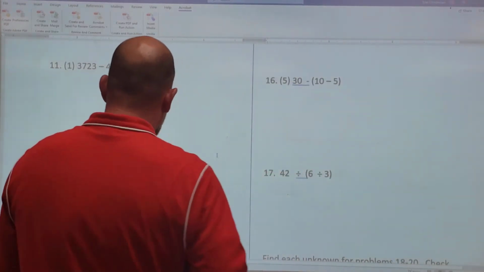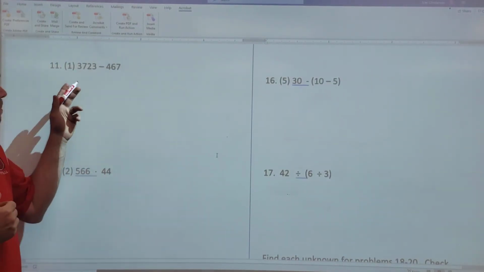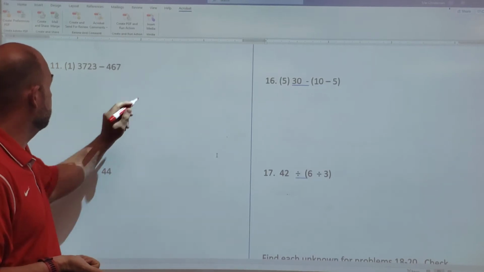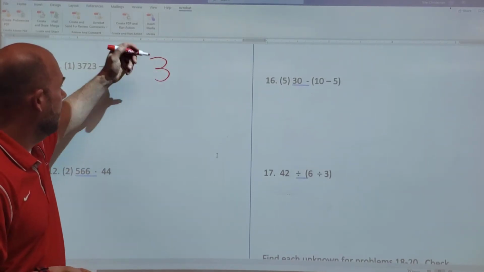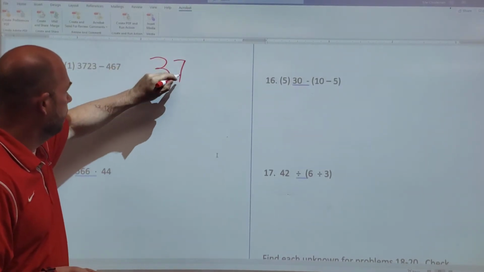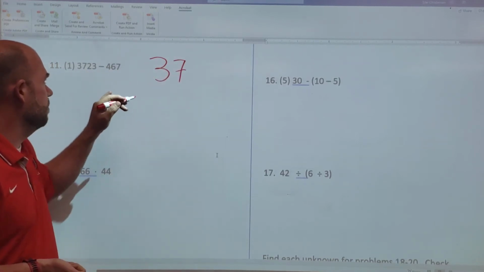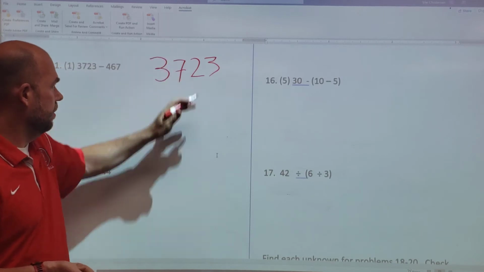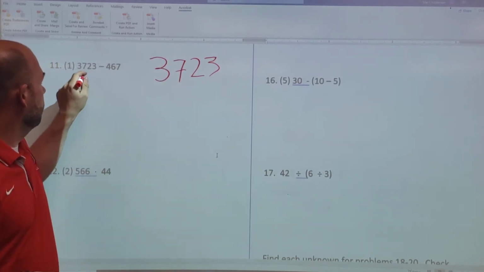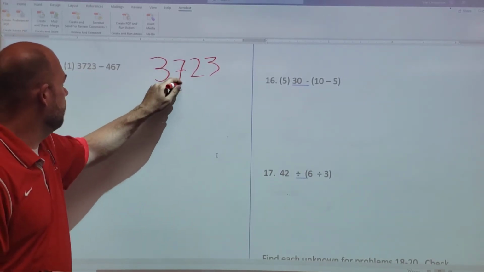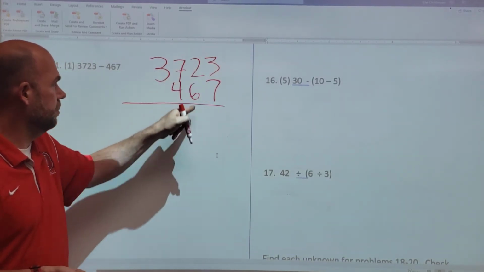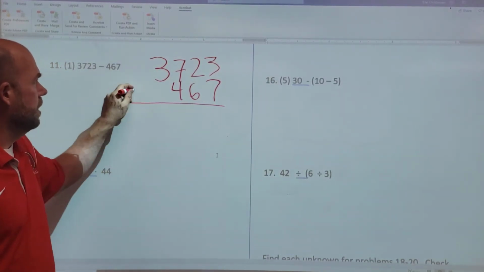All right, so here on 11, this is just a basic subtraction problem, but for some of you, it's been a while since you've done basic subtraction, so let's write it out. Again, in this case, you need to put the bigger number on top because you're looking for the difference, but I like to put them in a row. So 3723 minus 467, see how they're lined up? Column, column, column, column, all right?